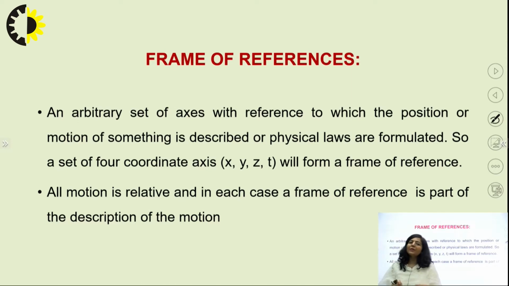Whenever you describe motion of any object in any particular frame of reference, we will always prefer inertial frames. Since I am going to describe Lorentz transformation equations, whenever I refer to a frame of reference in my topic here, those frames of reference are basically inertial frames of reference, or you can say unaccelerated frames of reference.